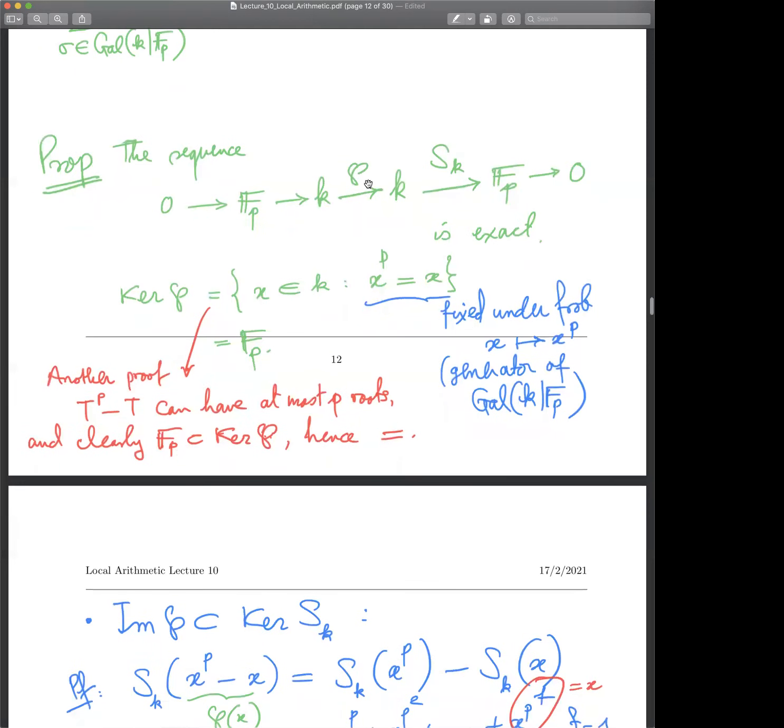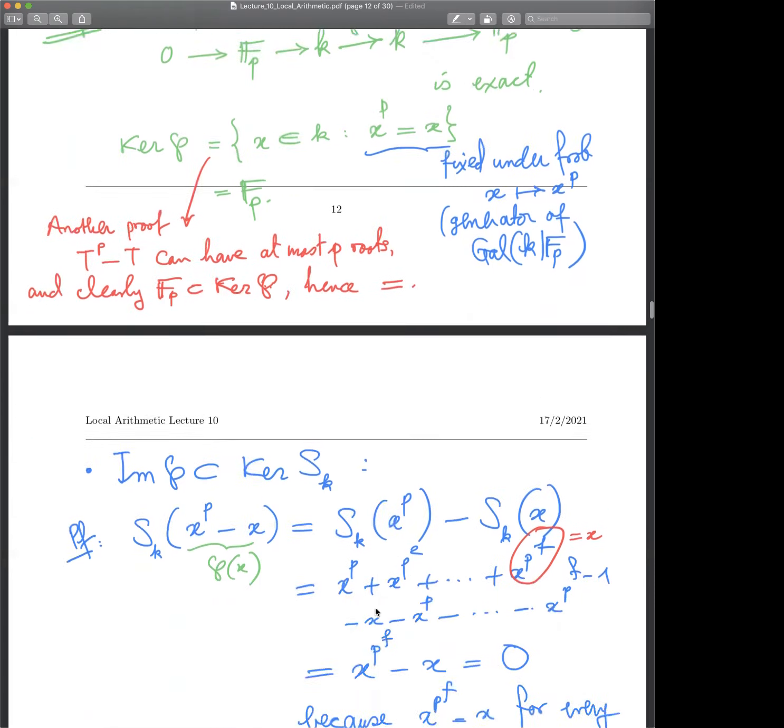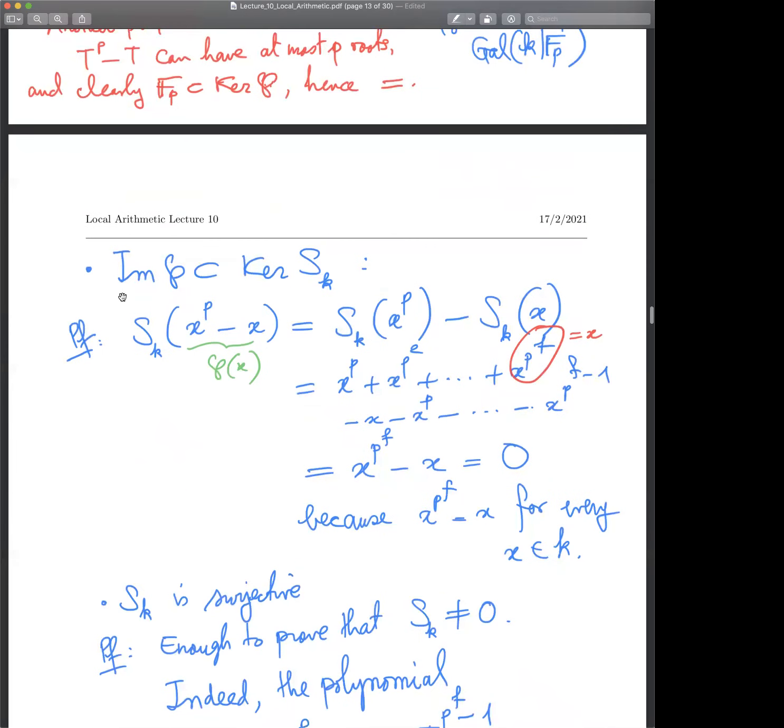Next, I want to show that the image of P inside this is contained in the kernel of Sk, the trace map. Let's show the inclusion first, and then we will show that they are actually equal. So how about the inclusion? The inclusion is a straightforward computation.